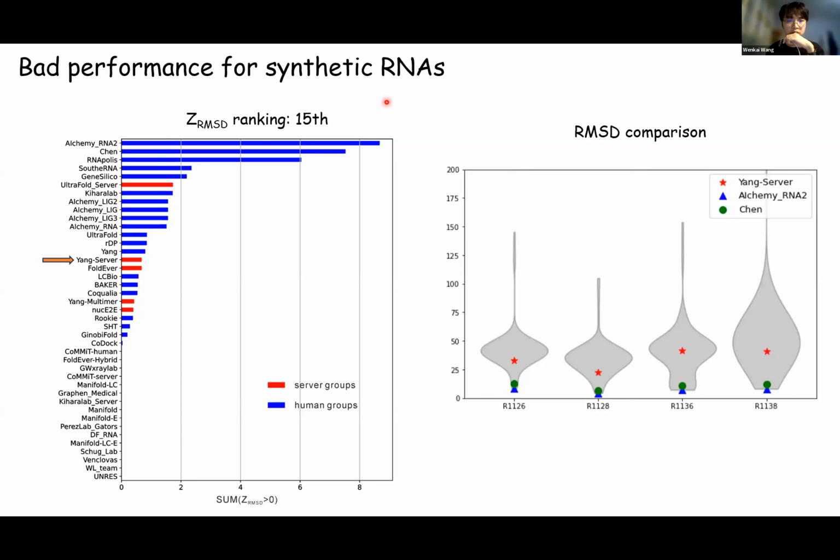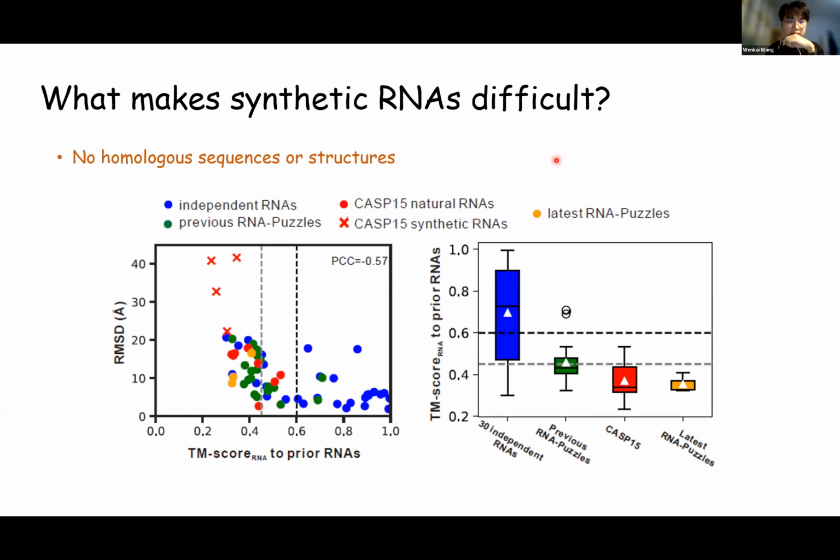For the remaining 4 synthetic RNAs, both our ranking and the RMSD values were much worse than the leading human groups, like Professor Yang introduced. We think that this bad performance can be attributed to 2 reasons. Firstly, similar to the natural target R1156, these synthetic RNAs lack homologous sequences and/or structures in the database.